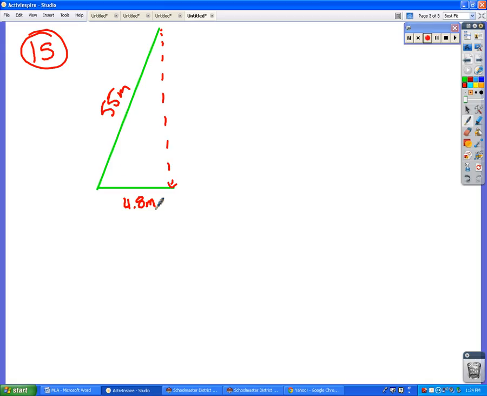So we need to again find this angle right here. So which trig ratio do we need to use to find that? Oh, you used the law of sines? Okay.